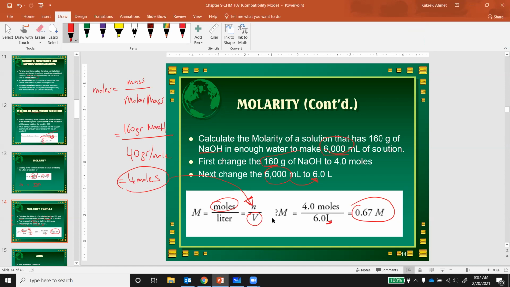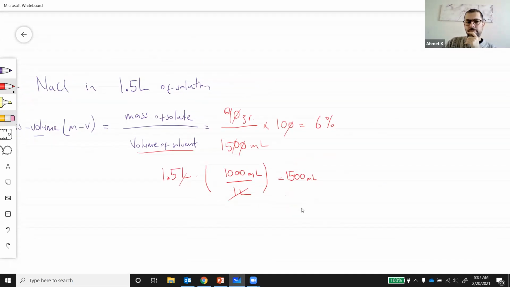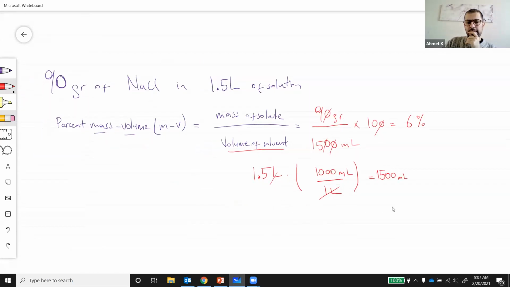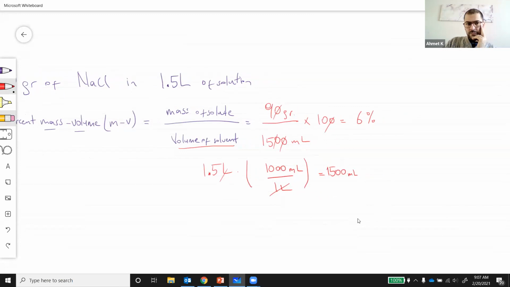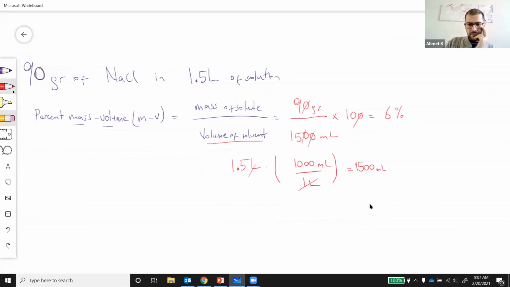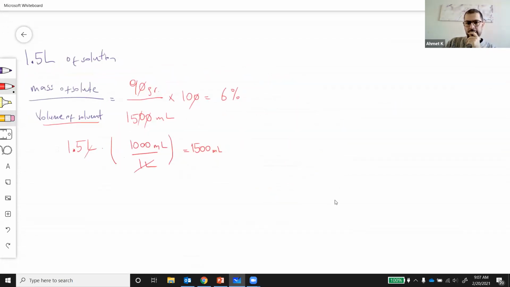Okay, let's do one more example with this, and then we can move on. So now we are talking about molarity. Sodium chloride is another good example, but sodium is 23, chlorine is 35.5, it's not an even number here. Okay, let's do another example.